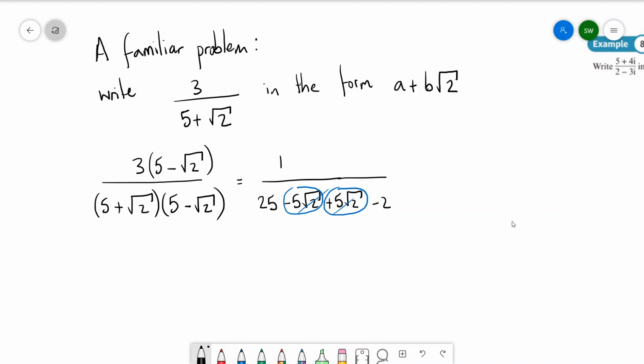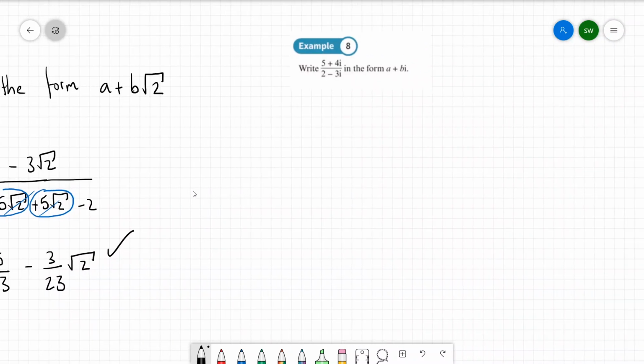And on the numerator we'd have 15 minus 3 root 2. So the way that helps us is because now we've got 23 on the denominator, so we can split that up into two fractions. We can write that as 15 over 23 minus 3 over 23 root 2, which is of the required form. So we're going to do a similar thing with complex numbers.